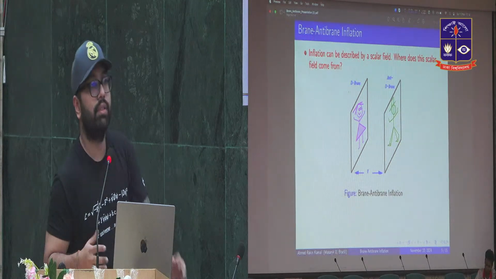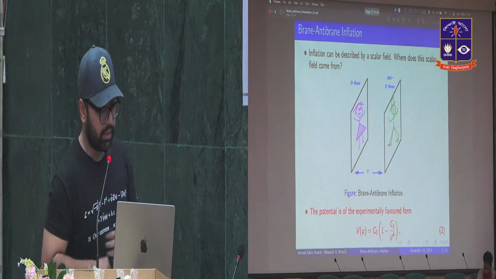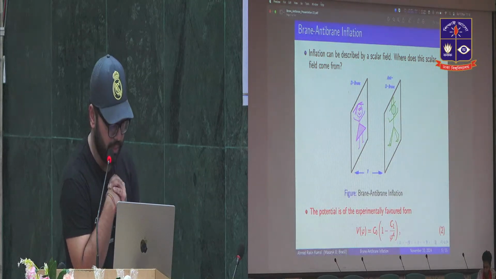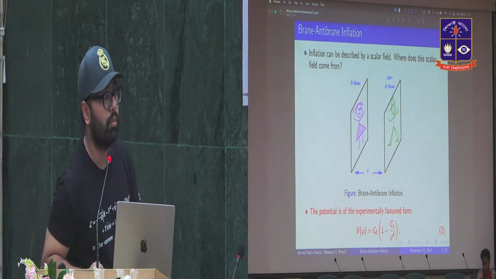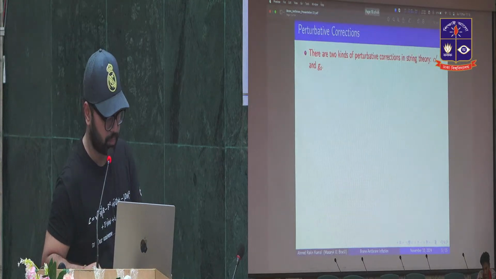Inflation can be described by a scalar field. So in this setup, where does this scalar field come from? It's the separation between the brane and the anti-brane. The potential is of this experimentally favored form. That is one of our motivations to look into this potential.